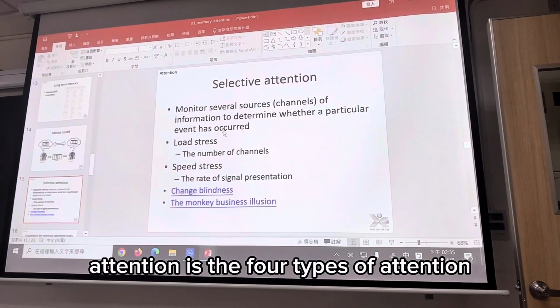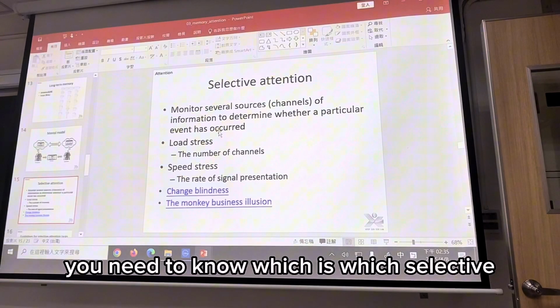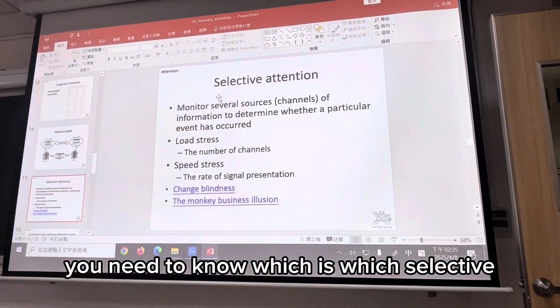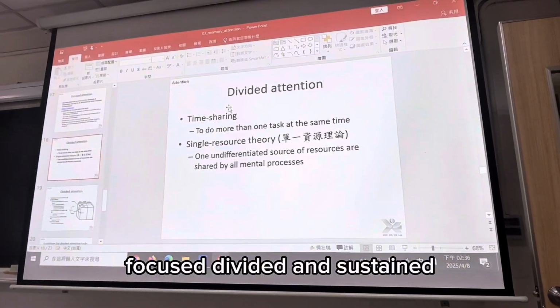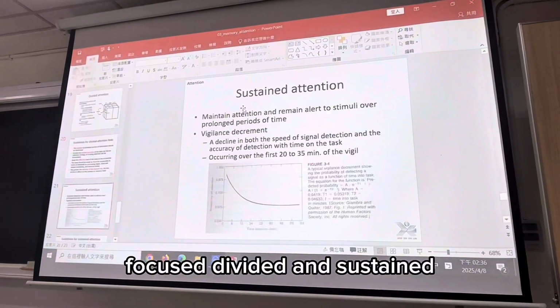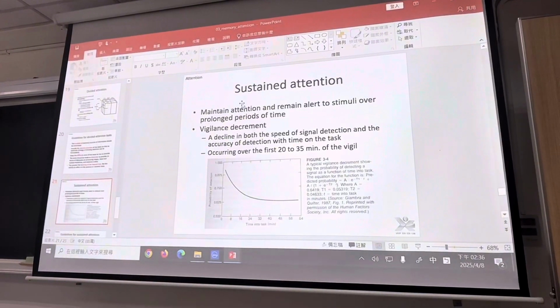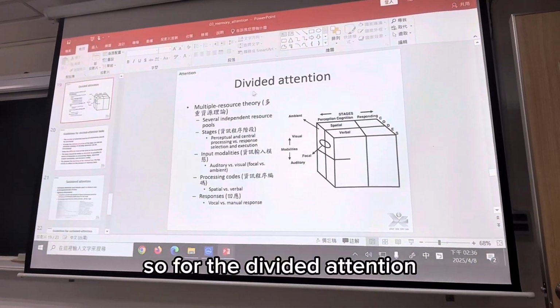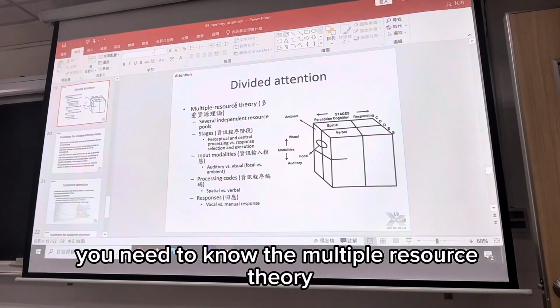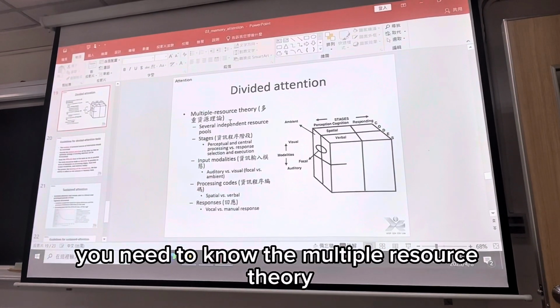Attention, there are 4 types of attention. You need to know which is which. Selective, focused, divided, and sustained. So for divided attention, you need to know the multiple resource theory.